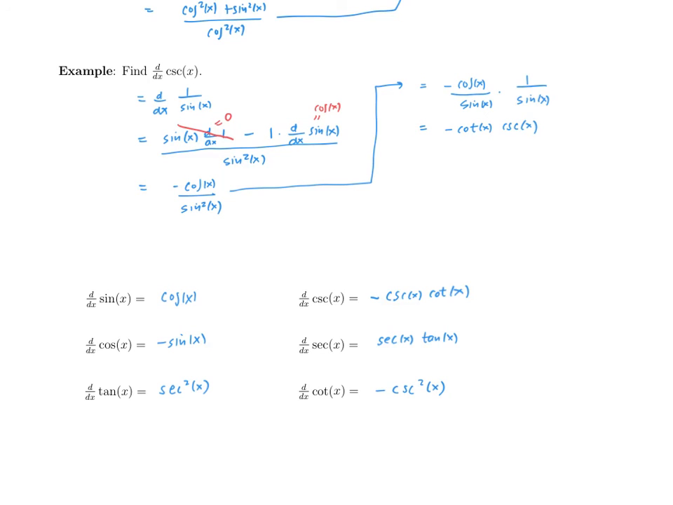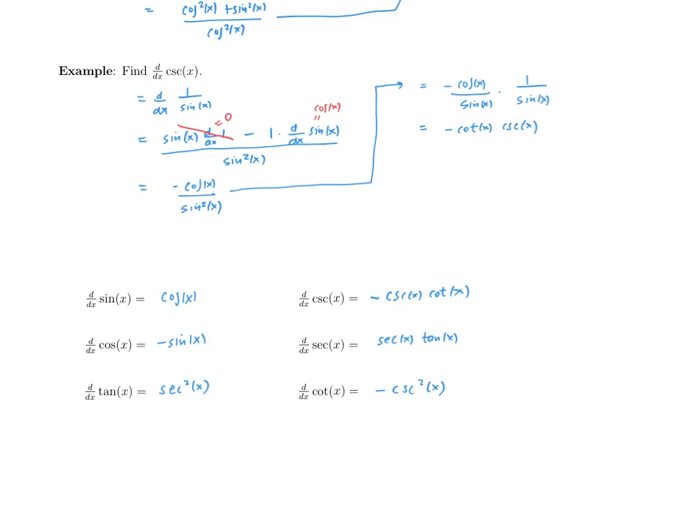Furthermore, I'll note that there's some symmetry to our formulas in a sense. The derivative of tangent is secant squared. The derivative of cotangent is minus cosecant squared. And then there's some similarity with the derivative of secant and cosecant.